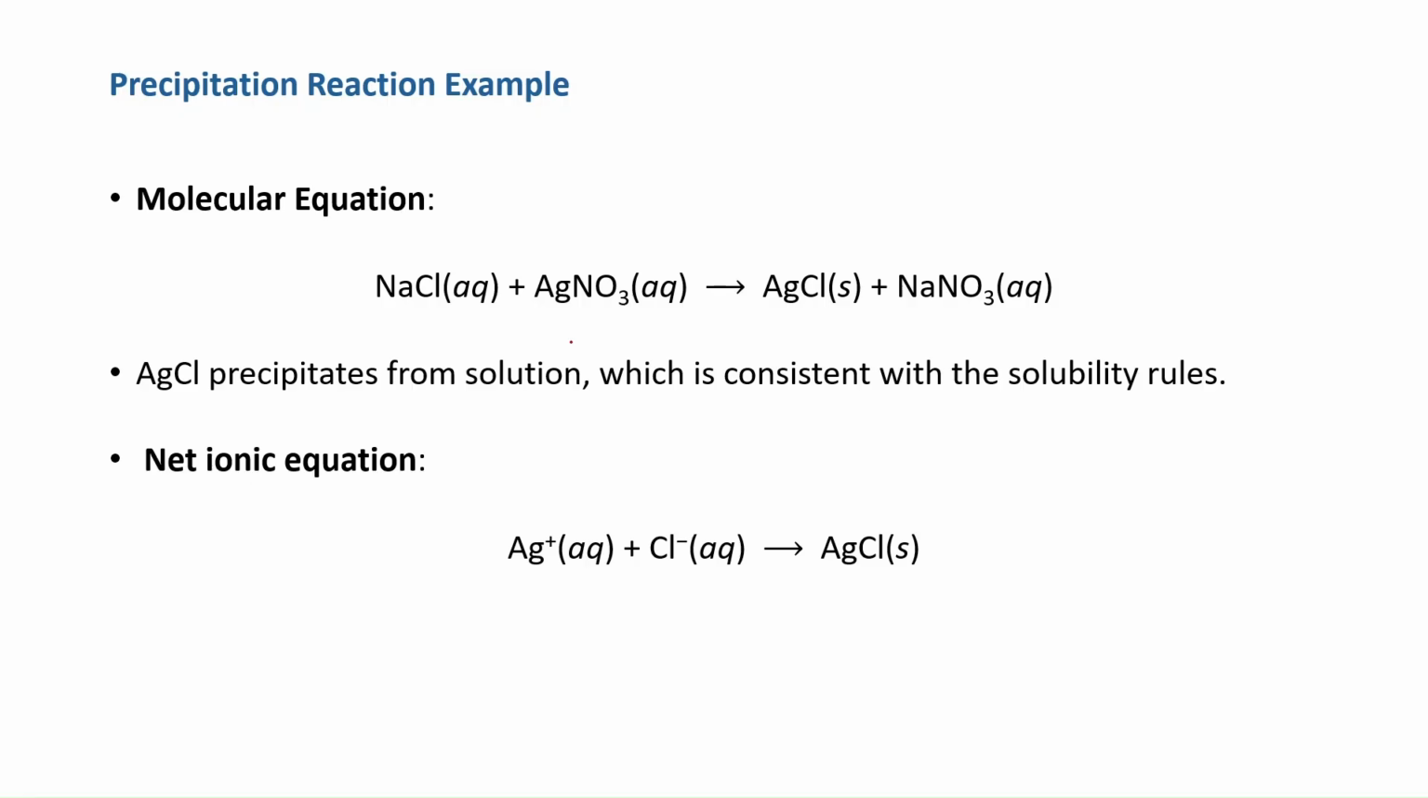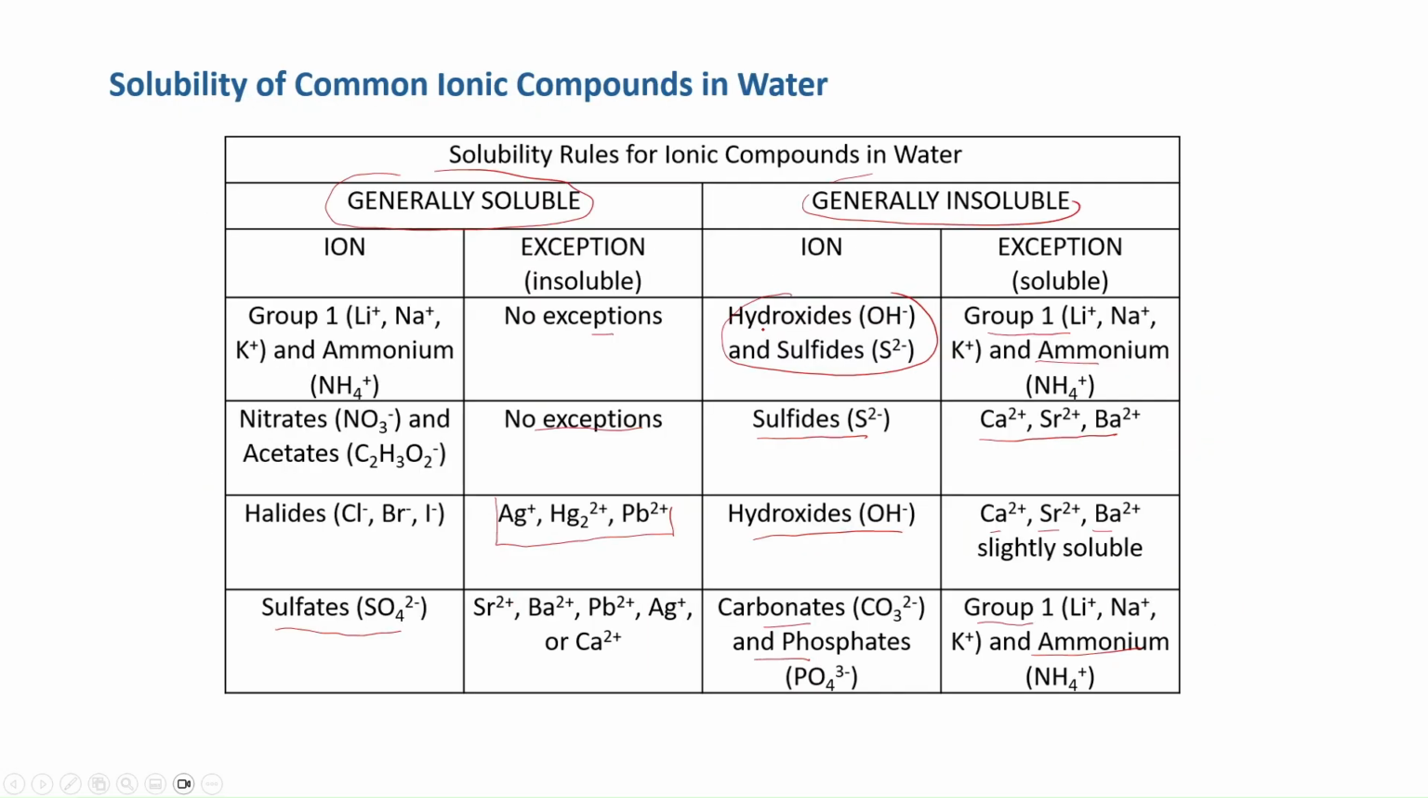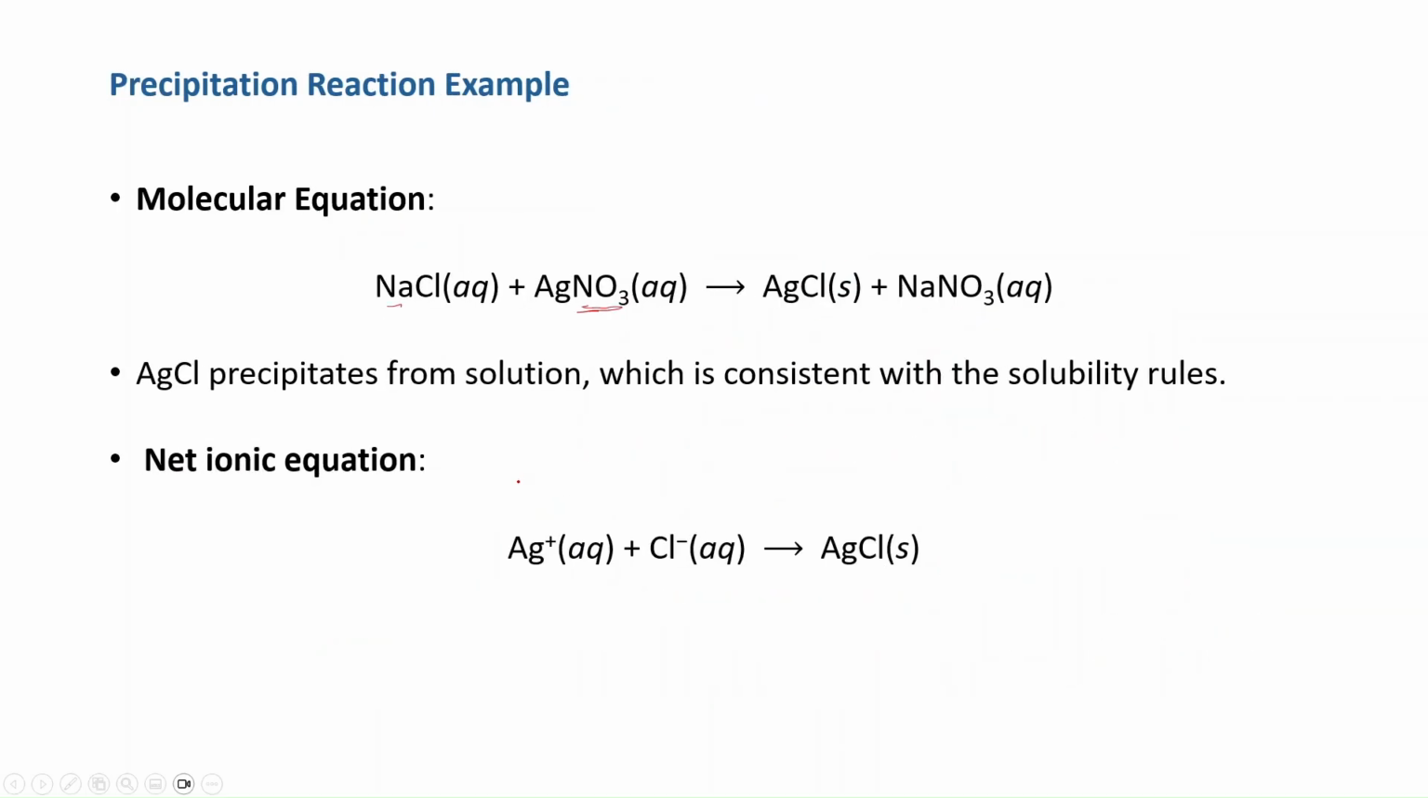Sodium chloride, silver nitrate. Sodium chloride, this is group 1, so you know it's soluble. Silver nitrate, you know all nitrates are soluble, so it's aqueous. Silver chloride, oh, let's go back to the table. Chlorides, silver is an exception. So silver chloride is going to be solid. Sodium nitrate, group 1 nitrates, so aqueous.